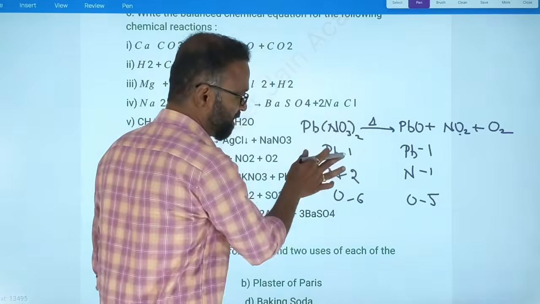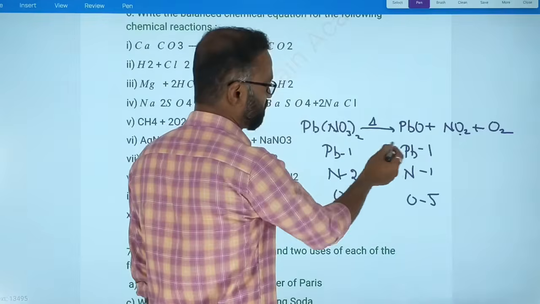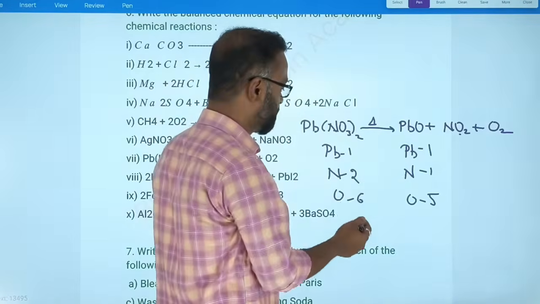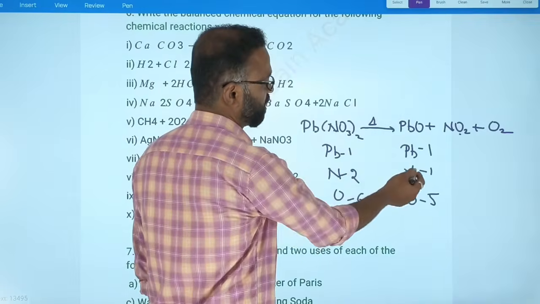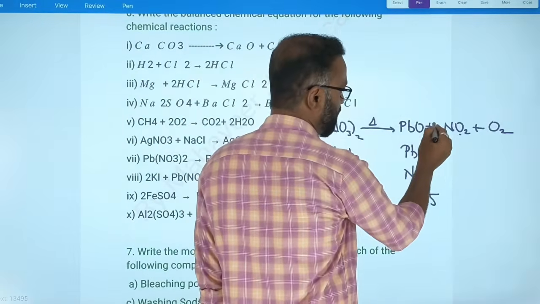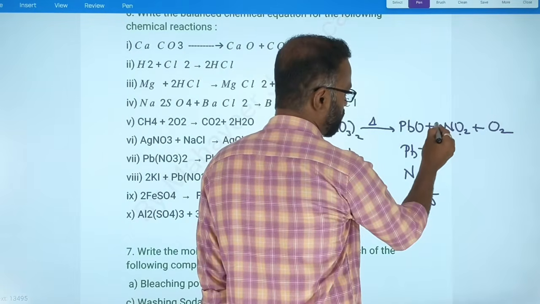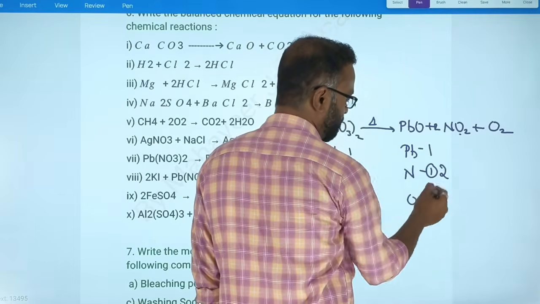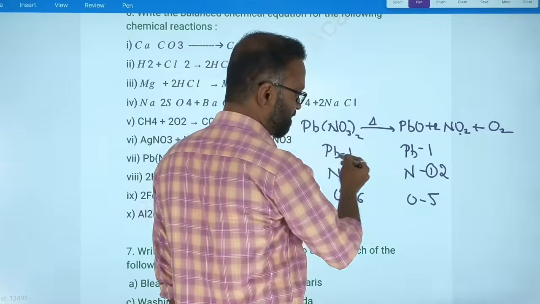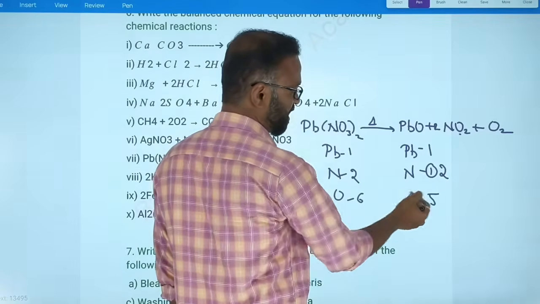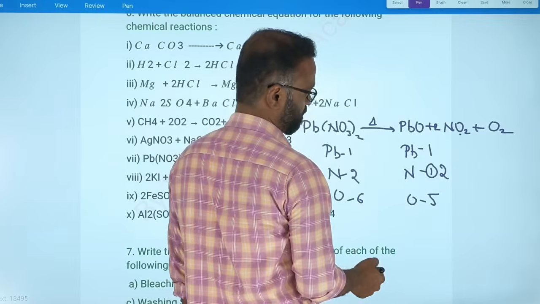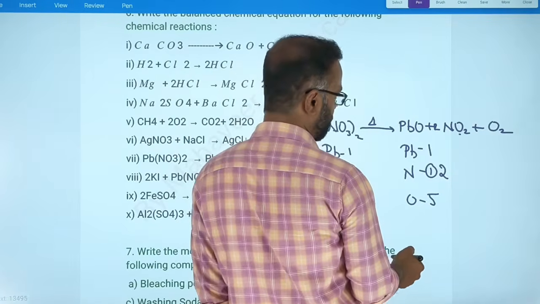Now let us balance, starting with the minimum number. Lead is 1 here and on the product side lead is also 1, so no need to change anything. But here nitrogen 2 are there and here only 1 is there. So what will I do? I will write 2 here, changing the 1 to 2. Now nitrogen is balanced, lead is balanced. Now oxygen here 6 is there, here 5 is there. Yes or no? So now what can I do?